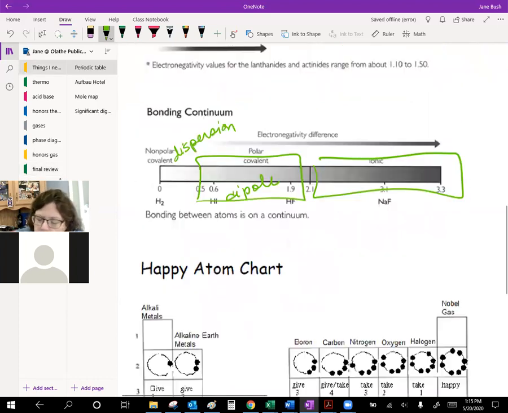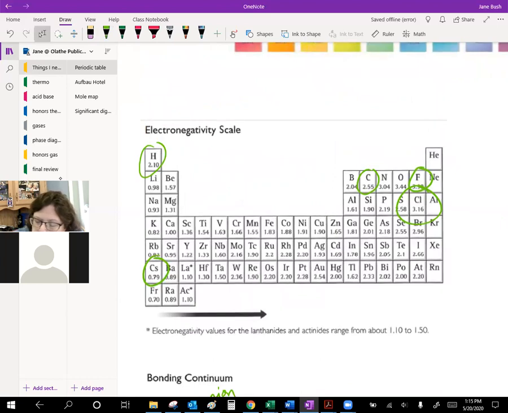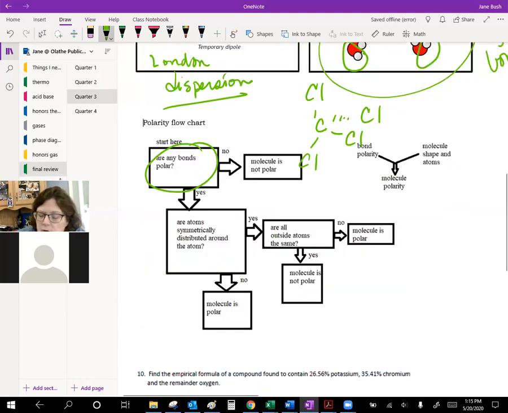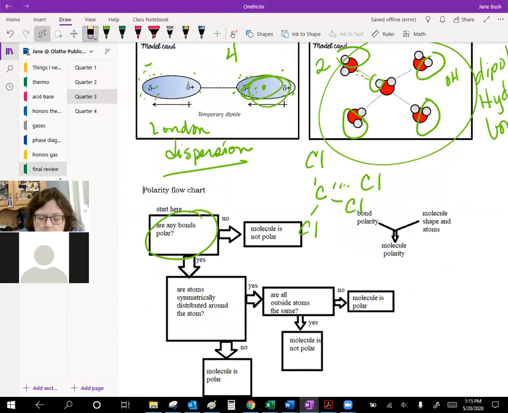Each one of these, that carbon tetrachloride is 3.16 minus 2.55, which is going to be 0.61 difference. So that falls in this polar covalent area. So this molecule that I just drew, carbon tetrachloride, is not very symmetrical the way I drew it. Each one of these is a polar bond. So the first question here, are there any polar bonds? The answer is yes, so we come down here.